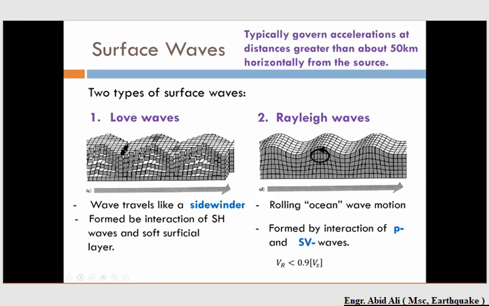So when you are at a distance greater than about 50 kilometers horizontally from the source, so this would be the epicentral distance, and we will talk about this in our next lecture. But if you are more than 50 kilometers away from the source of your earthquake, generally these surface waves are going to govern. If you are closer than 50 kilometers, then your body waves are going to produce larger accelerations.